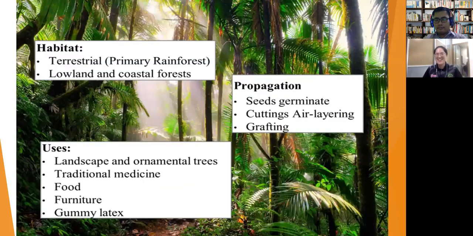Okay, so the chiku tree can be planted in terrestrial areas such as primary rainforest. There are a few types of propagation such as seed germination, cuttings, air layering, and of course, grafting. And lastly, it has uses as a landscape tree, traditional medicine, food, furniture, and latex.